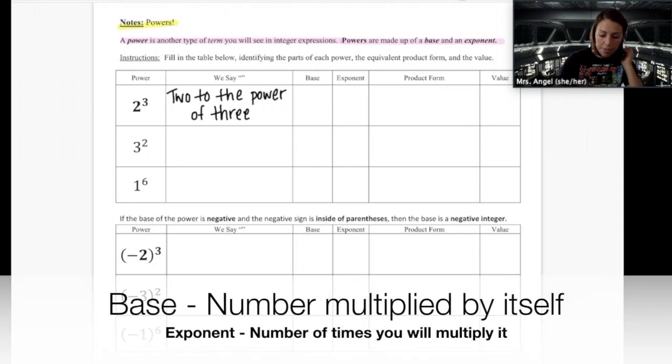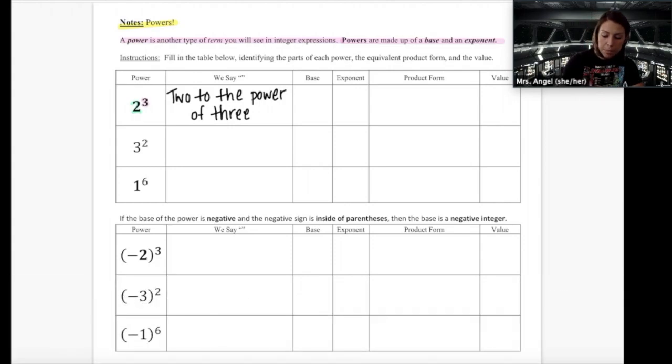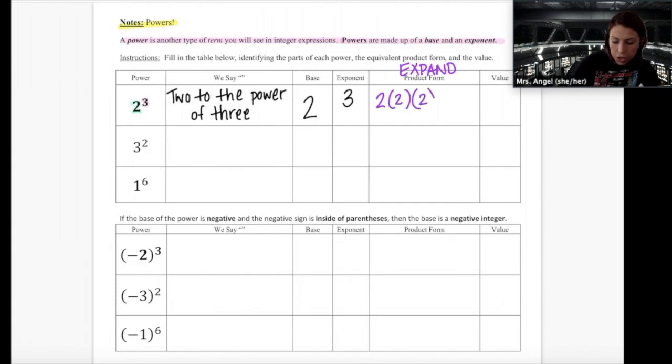Okay, the base of this power is the number that's going to be multiplied by itself multiple times, and the exponent is how many times I'm going to multiply that number. So we would say the base of this power is 2. That's the factor of our future product, and the exponent is 3. I sometimes like to write the exponent smaller just to not confuse it with the base. So when you see this column that says product form, this is where we expand. To expand a power means to write it as a product. So what are we multiplying? We're multiplying 2. How many times? 3 times. So 2 times 2 times 2.